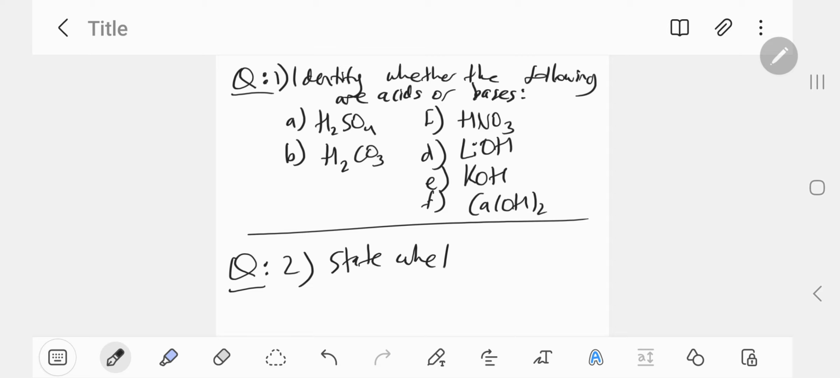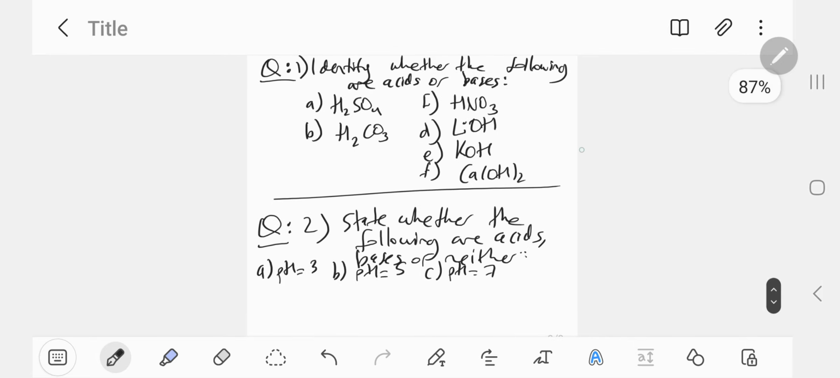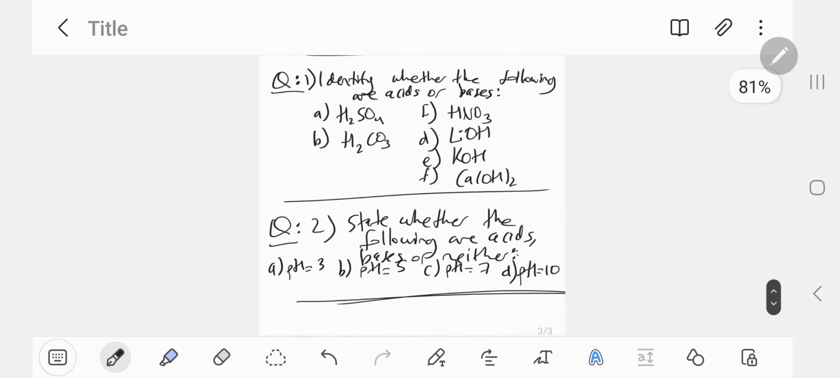Question 2. State whether the following are acids, bases, or neither. A, a pH equal to 3. B, pH equal to 5. C, pH equal to 7. D, pH equal to 10. So you can pause that and do them in your own time.